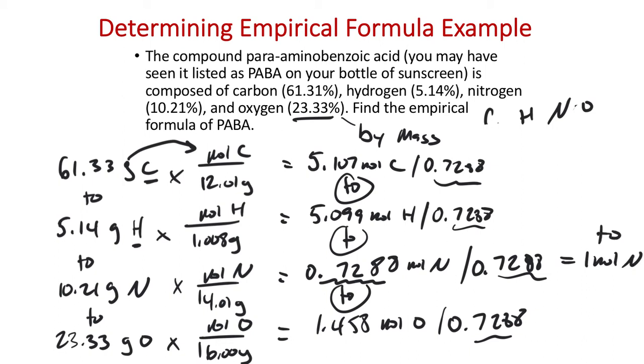And so if I do 5.107 divided by 0.7288, I get 7.001 if you're being careful. For hydrogen, I get 6.996. And for oxygen, looks like I'm going to get 2. I get 2.001.